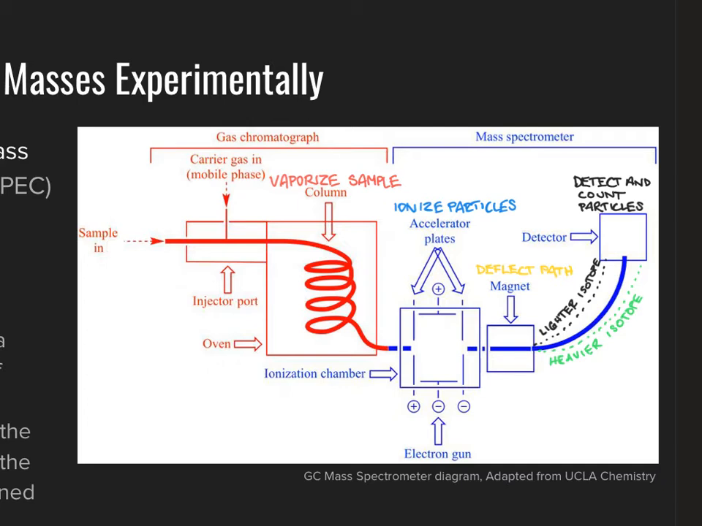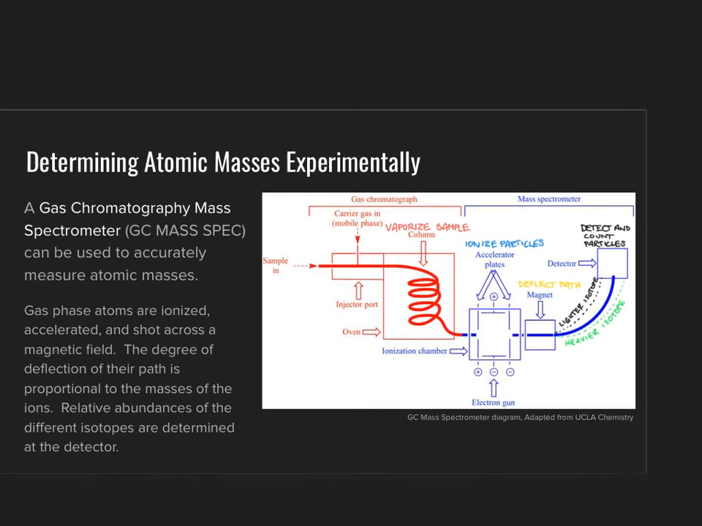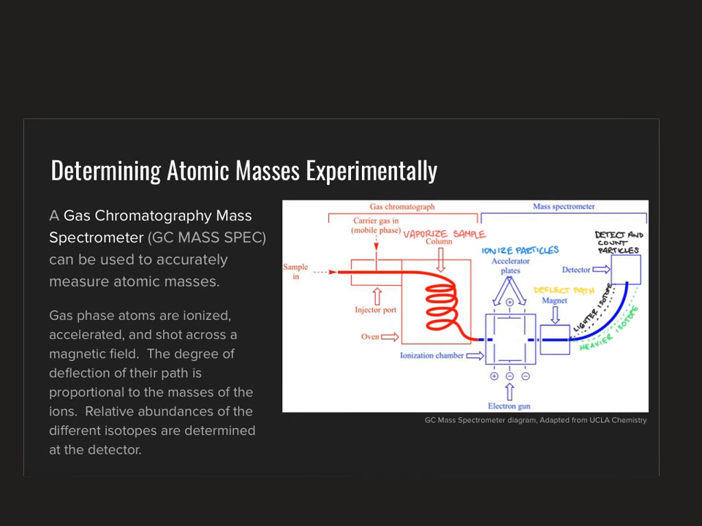And by taking into account the number of times those particles strike the detector screen at each one of those different deflected positions, we can get a measurement electronically of the relative abundances of the different isotopes that were present inside our sample of matter. So this tool allows us to simultaneously calculate both the particle masses as well as the relative abundances of those different isotopes in our sample.